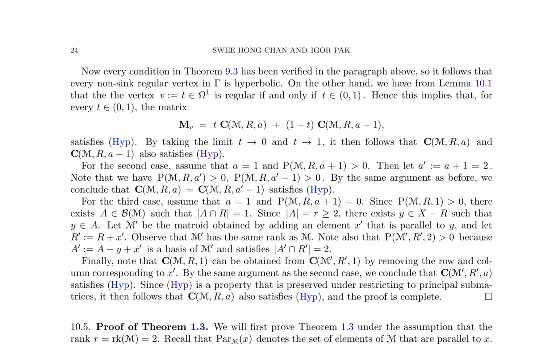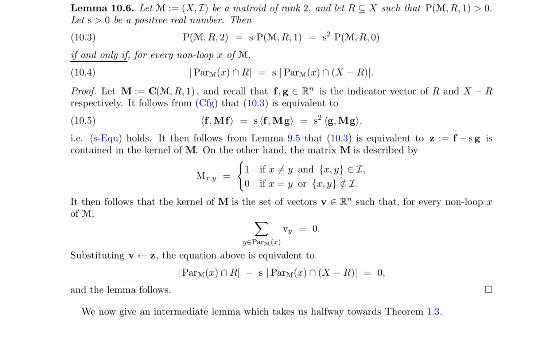The paper also discusses the induction step in the proof, which involves the direct sum of matroids and the rescaling of rows and columns. The authors conclude by verifying all conditions in Theorem 9.3, ensuring that every non-sink regular vertex in the graph is hyperbolic. This technical and complex proof is a significant contribution to the field of matroid theory and its applications.